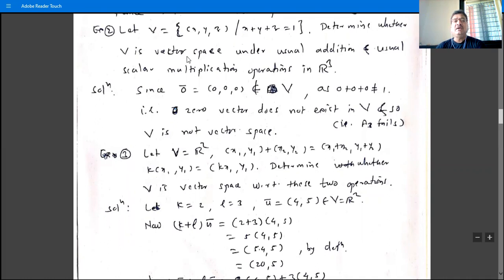Determine whether V is a vector space under usual addition and usual scalar multiplication in R3. Okay. So what is the addition? It is the usual addition, addition of the three-tuples. That is, if (x1, y1, z1) and (x2, y2, z2), its addition is what? Again a three-tuple: (x1 plus x2, y1 plus y2, z1 plus z2).